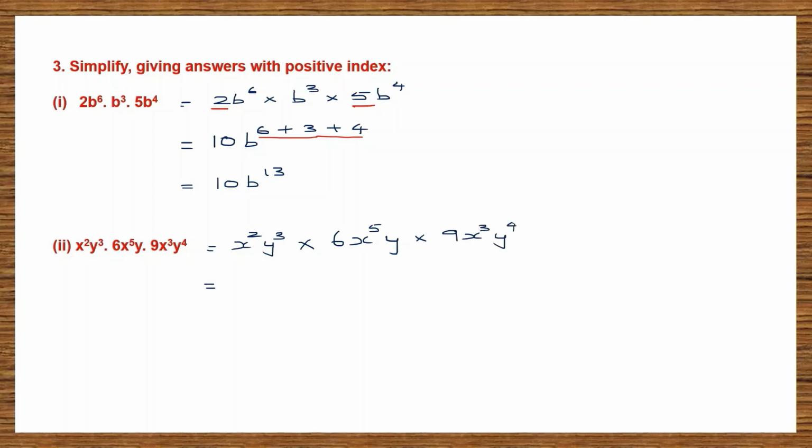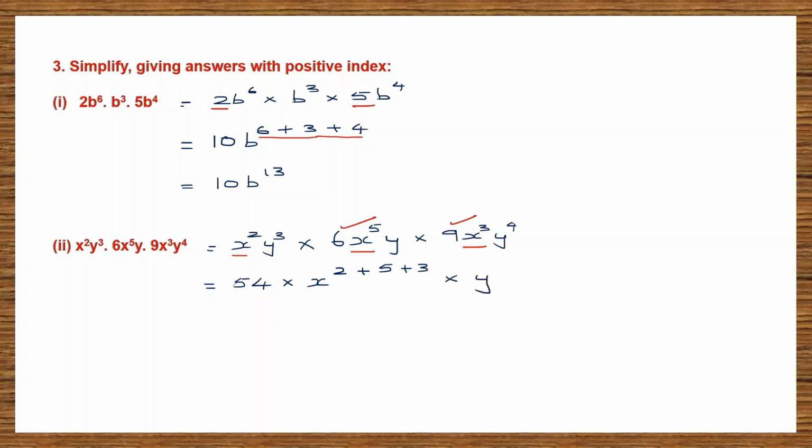So here first let's look at the numbers. So we have 6 and 9. So let's multiply that. 6 9s are 54 into, now let's get the x together. And again, because it's multiplication, we're going to add the power. So let's look at x, the powers. x to the power of 2, x to the power of 5 and x to the power of 3. So we can add 2 plus 5 plus 3 into, now let's take y.